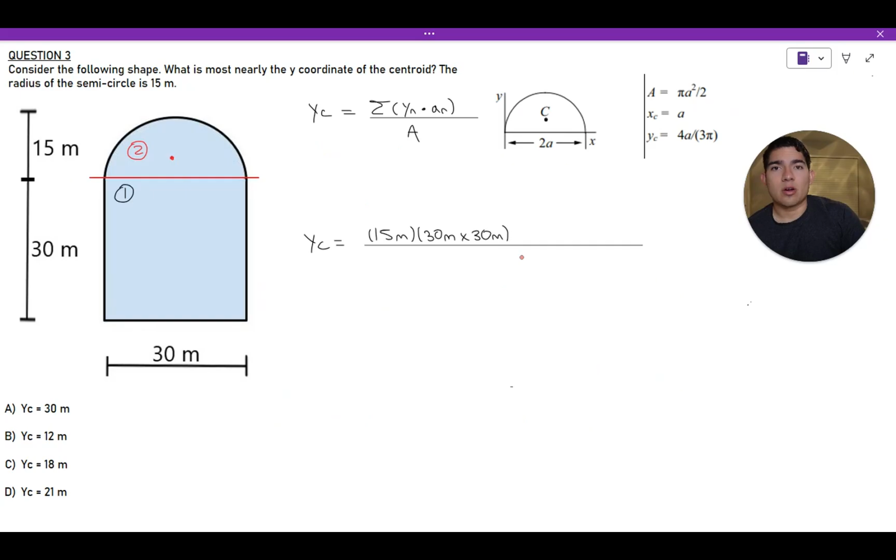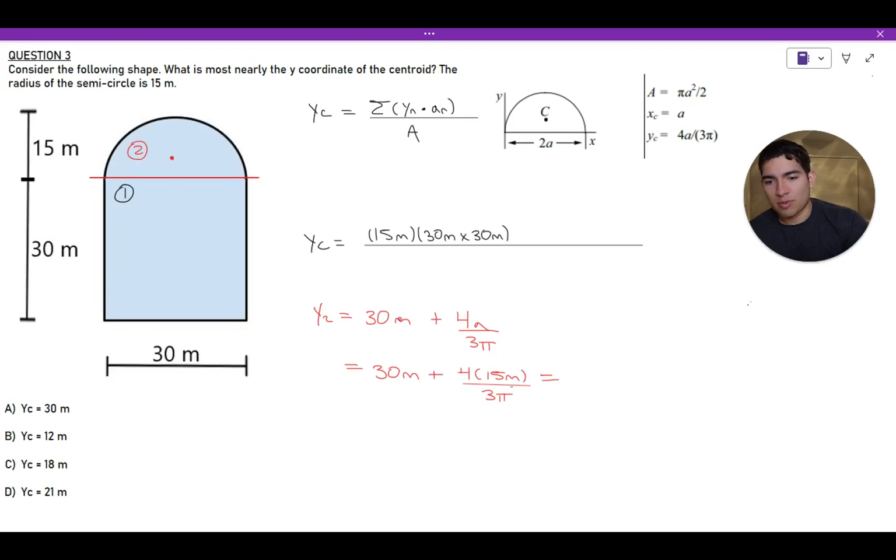So here we are back at our problem. To fill out the rest of our formula, we're going to need to find the y coordinate for the centroid of the semicircle, and we're also going to need the area for the semicircle. Let's use the formulas that we just found to get those numbers. First, let's find the y coordinate for the centroid of this component. I'm going to call it y2. The formula for the centroid on a semicircle specifically is 4a divided by 3 pi, where a is the radius and 2a is the diameter.